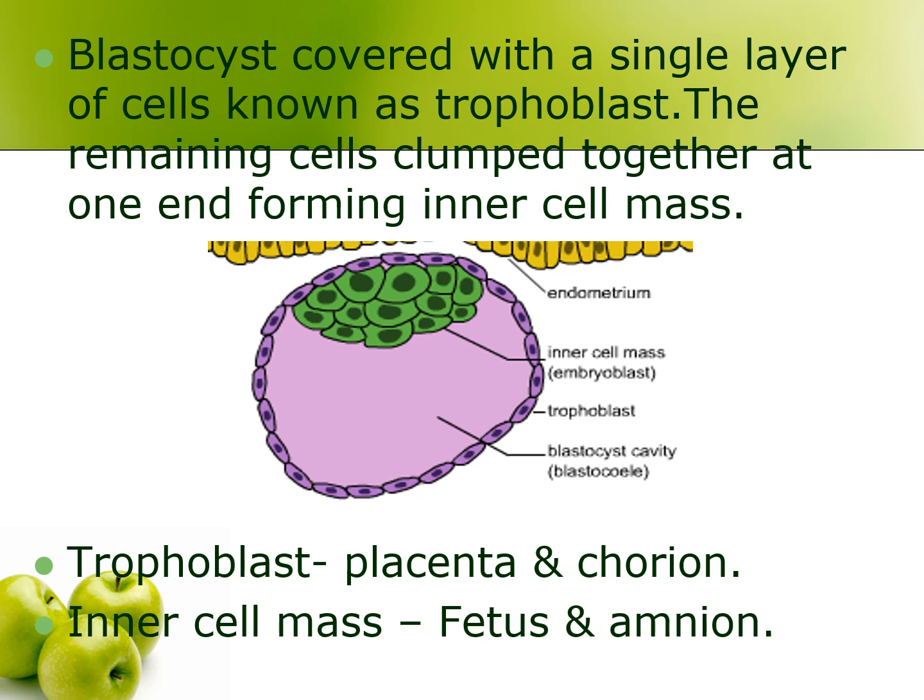Here also endometrium will be there, and here also endometrium will be there. And later this trophoblast, the outer covering of the blastocyst, will develop the placenta and the chorion, and this inner cell mass, the cells which are clumped at one corner, will develop the fetus and the amnion.